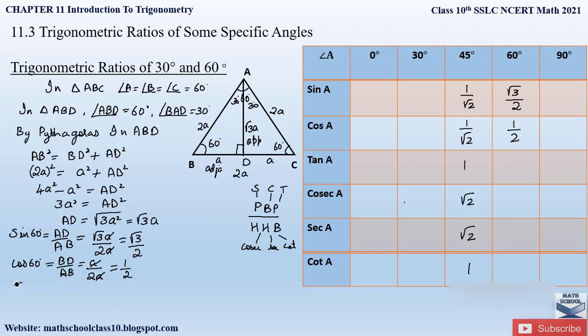Similarly, let us find out tan 60. Tan value is given by perpendicular by base. So here our perpendicular is AD and base is BD. AD value is root 3A and BD is A. So A and A will get cancelled and we will be left with root 3. So tan 60 is root 3.